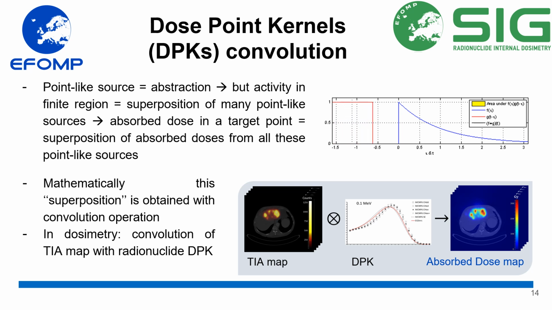A point-like source is obviously an abstraction, but we can use the superposition of many point-like sources to reproduce the overall activity of a finite region, and as well the absorbed dose in a target point can be viewed as the superposition of absorbed doses due to all these point sources. Mathematically, this superposition can be obtained with the convolution operation, shown graphically on the right, that in dosimetry is exploited to convolve a time-integrated activity map with a dose-point kernel to obtain an absorbed dose map.